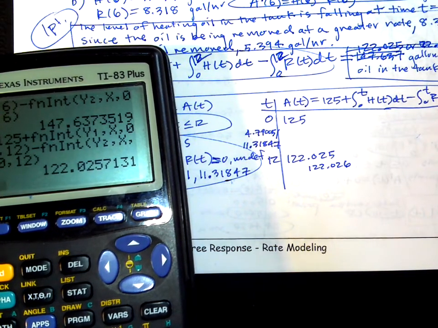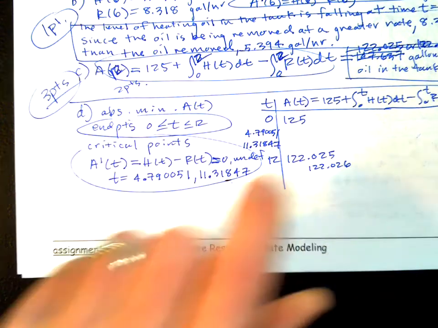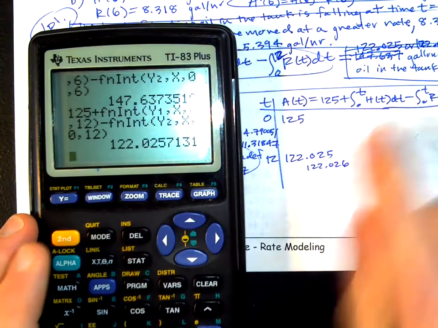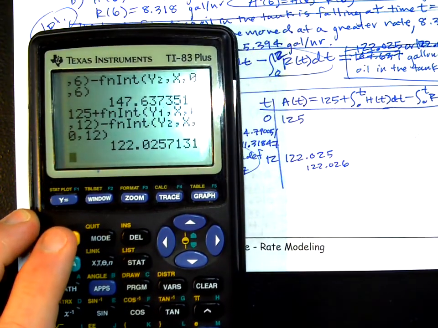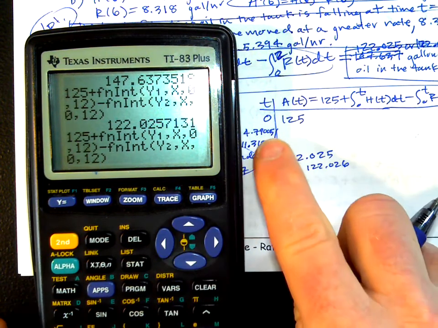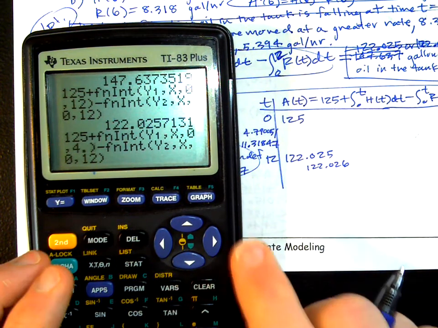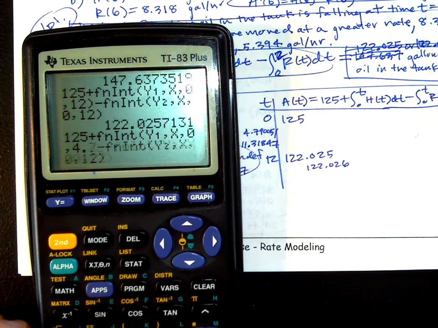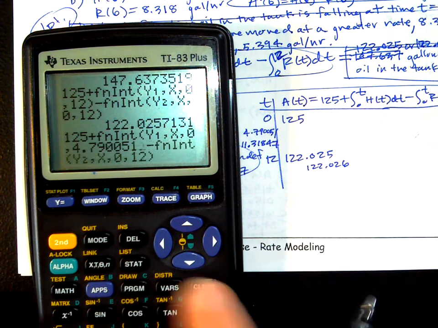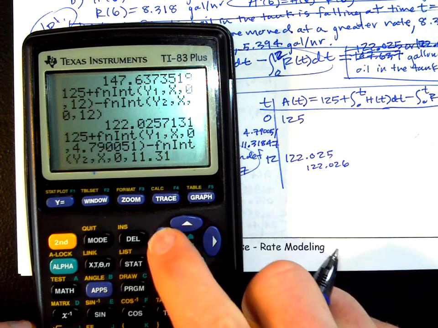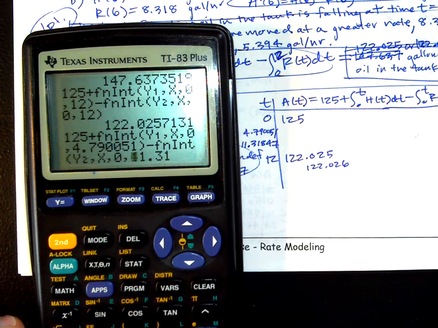So I did the wrong time on part C, but now I got to do these ones and I'm going to plug them into this whole thing, but I don't want to retype all this stuff. So I use that trick, second enter, and it copies and pastes it. Now for the 12, I'm going to put 4 point, and I don't want to retype everything. So I said second, delete, which is the insert, 790051, and it moves everything over. And then down here I put 11.31. Oh, wait. I got to put the same thing in both of them, 4.790051.